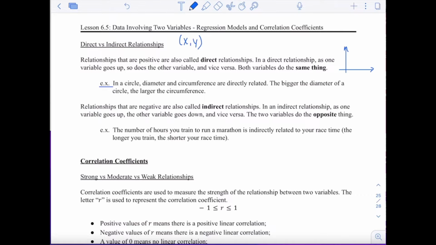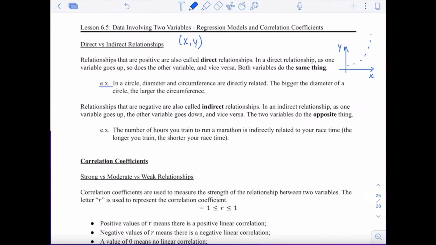I just wanted to let you know that sometimes these relationships are not necessarily linear. So a direct relationship could look something like this. As X increases, Y increases, but not necessarily in a linear way.